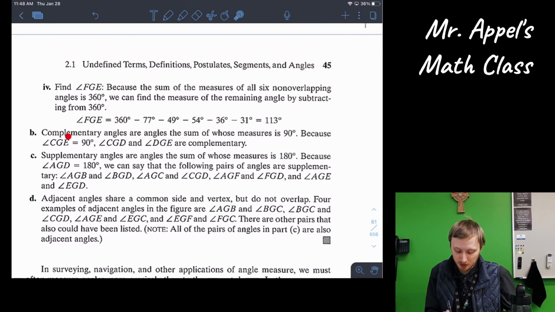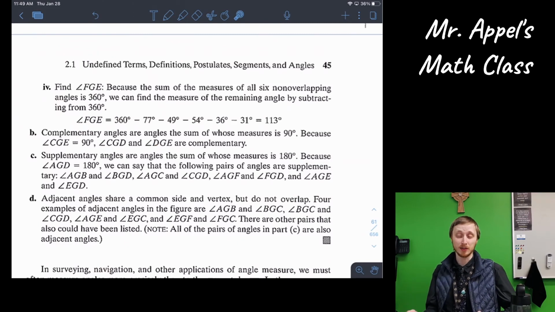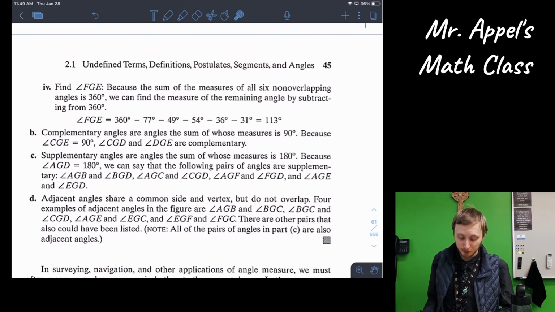So now, the complementary angles are angles the sum of whose measures is 90 degrees. Yep, that checks out. Because angle CGE equals 90, angle CGD and DGE are complementary. It's the only one on the diagram.